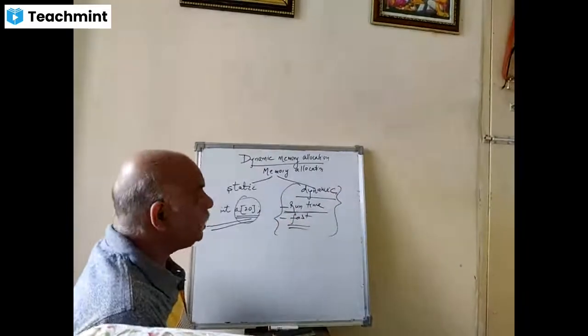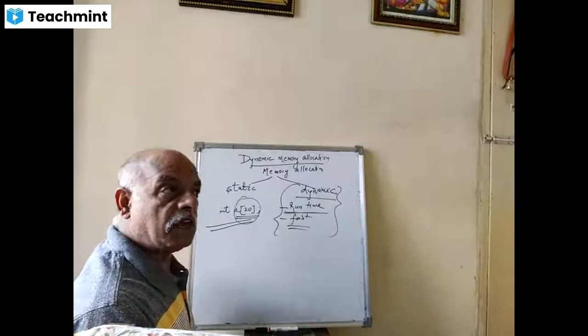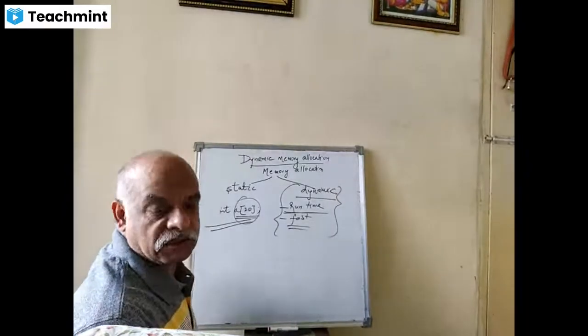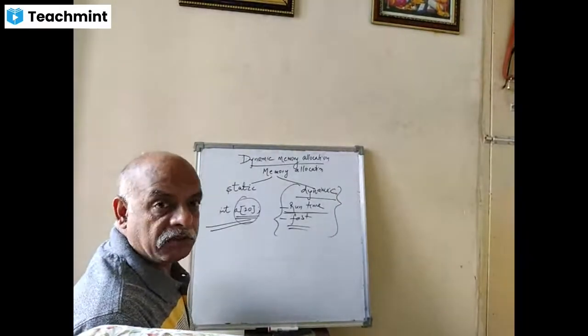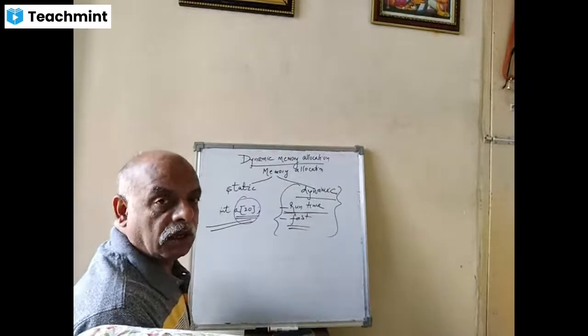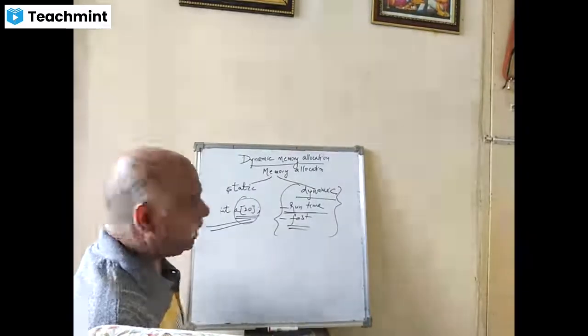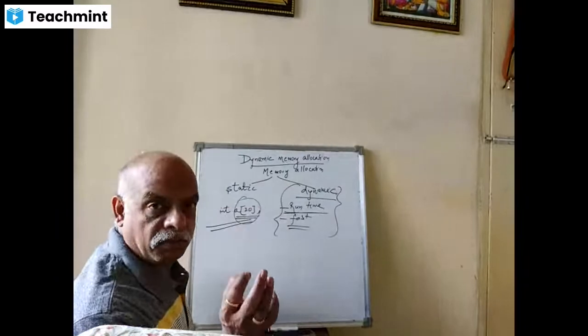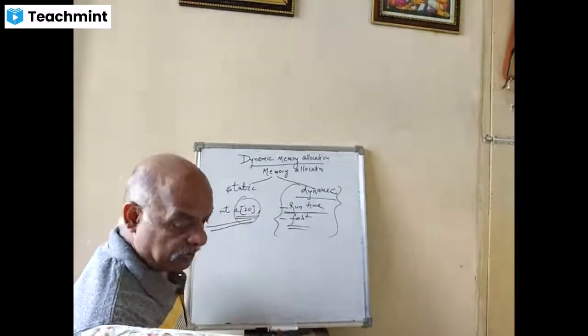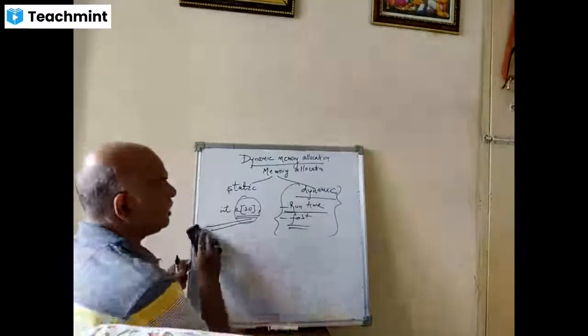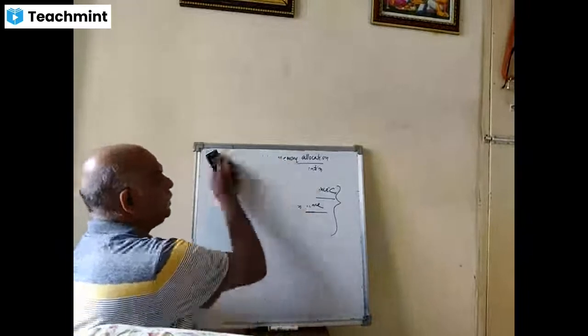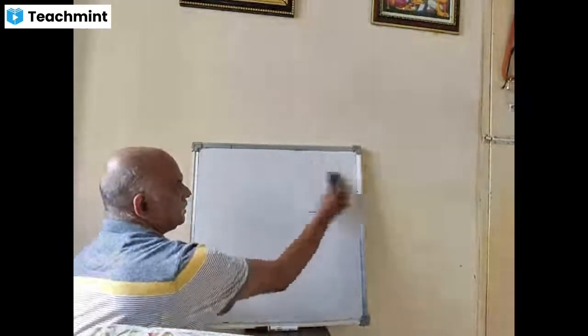And to achieve dynamic memory allocation, C provides built-in library functions through which you can allocate memory dynamically. Those are 4 functions: malloc, calloc, realloc, and free. Those things you have to study. We'll study all the concepts.